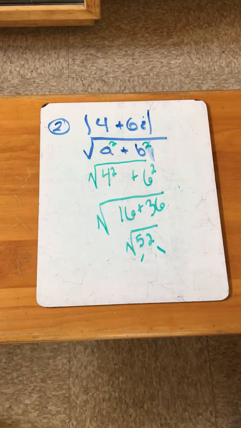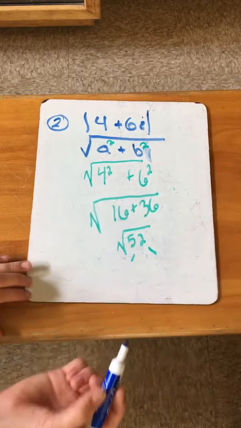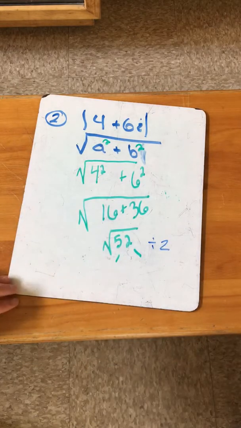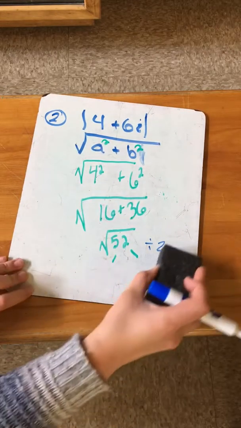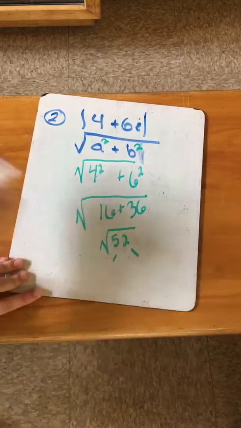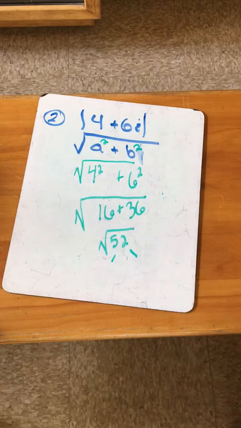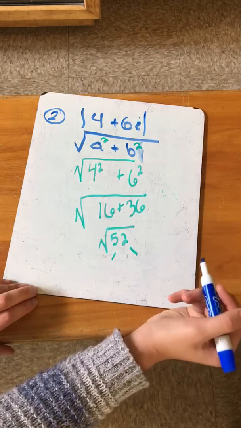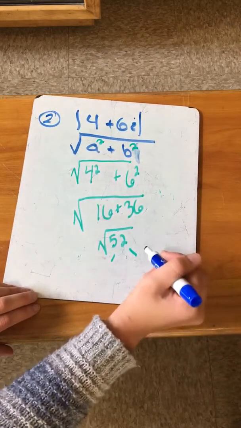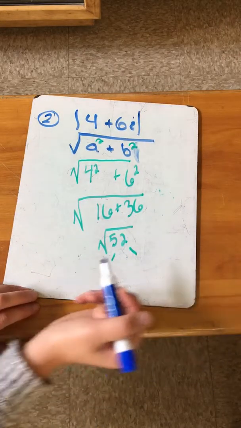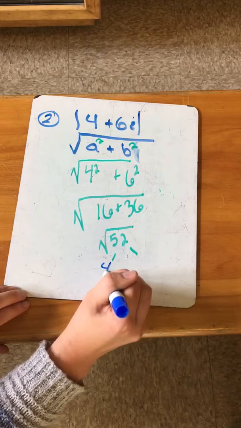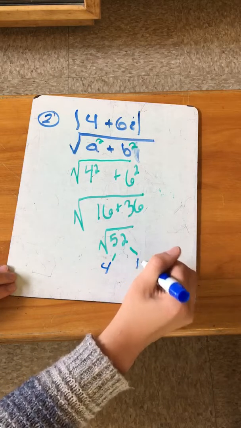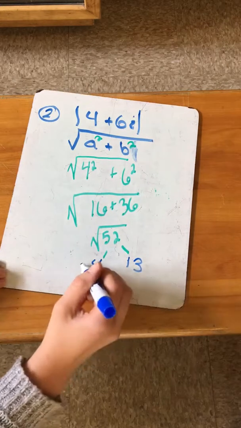To simplify this, it can be simplified by dividing by 2, but that's not the largest number that can go into it. If you divide it by 2, you get 2 and 26. 26 can go further, so you ask, what's a bigger number that can go into it? 3 cannot, 4 can. So 4 goes into 52 13 times. These are both in the radical.